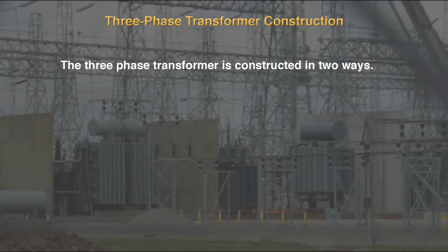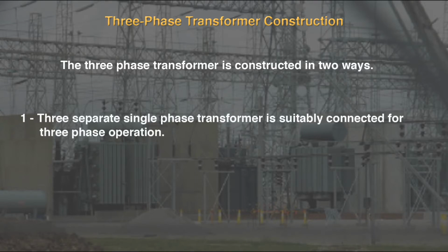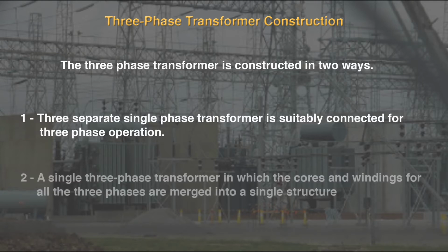Now we have to understand three-phase transformer construction. A three-phase transformer is used to transfer a large amount of power. The three-phase transformer is required to step up and step down the voltages at various stages of the power system network. The three-phase transformer is constructed in two ways. First, three separate single-phase transformers are suitably connected for three-phase operation, and the second way is a single three-phase transformer in which the cores and windings for all three phases are merged into a single structure.